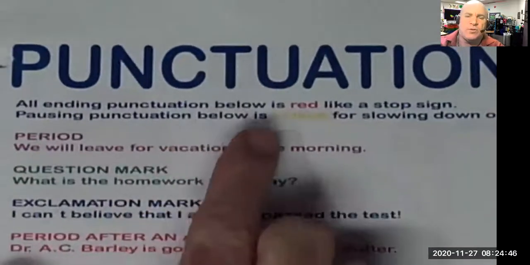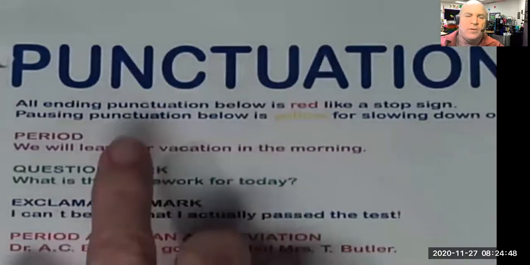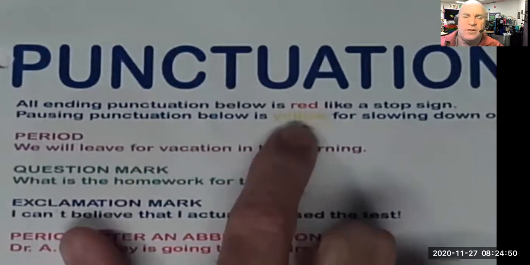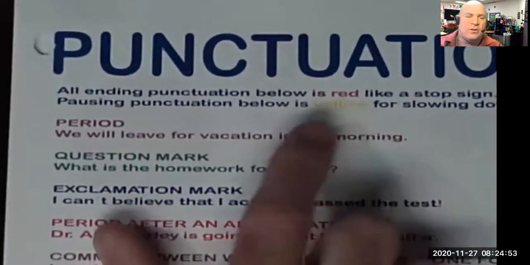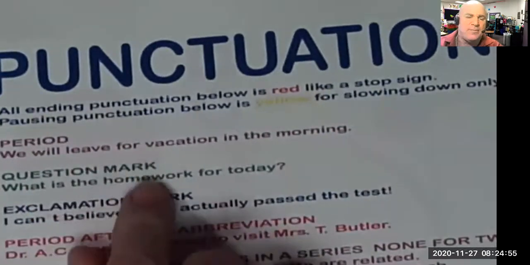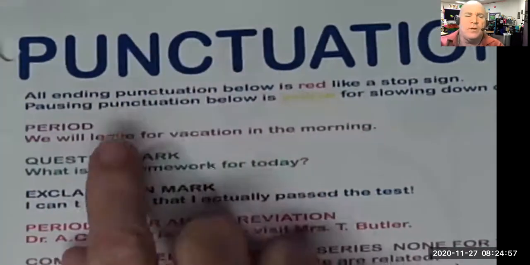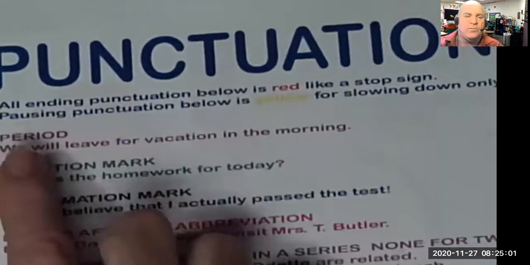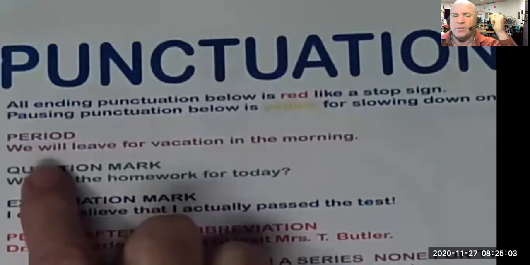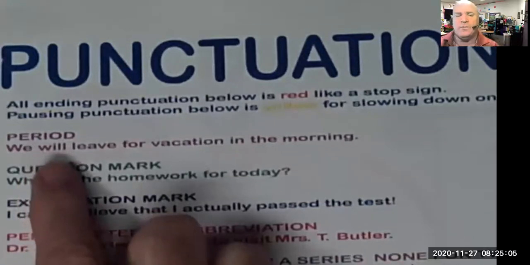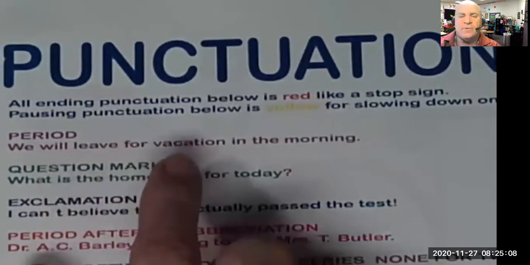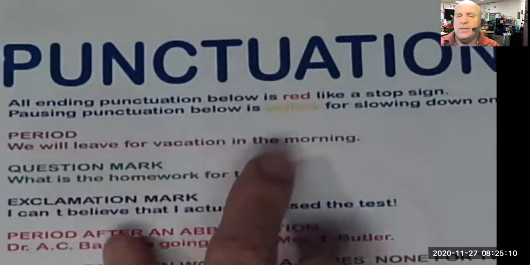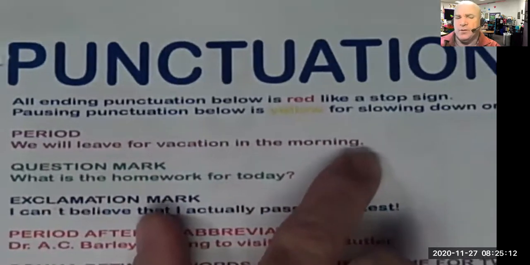It says punctuation. All ending punctuation below is red like a stop sign. Pausing punctuation is, you can see it, yellow, or slowing down only. So we're only going to talk about these three, the stop signs, this morning. Period. That's a statement in this situation. Capital, because we've already talked about capital by now. We will leave for vacation in the morning.